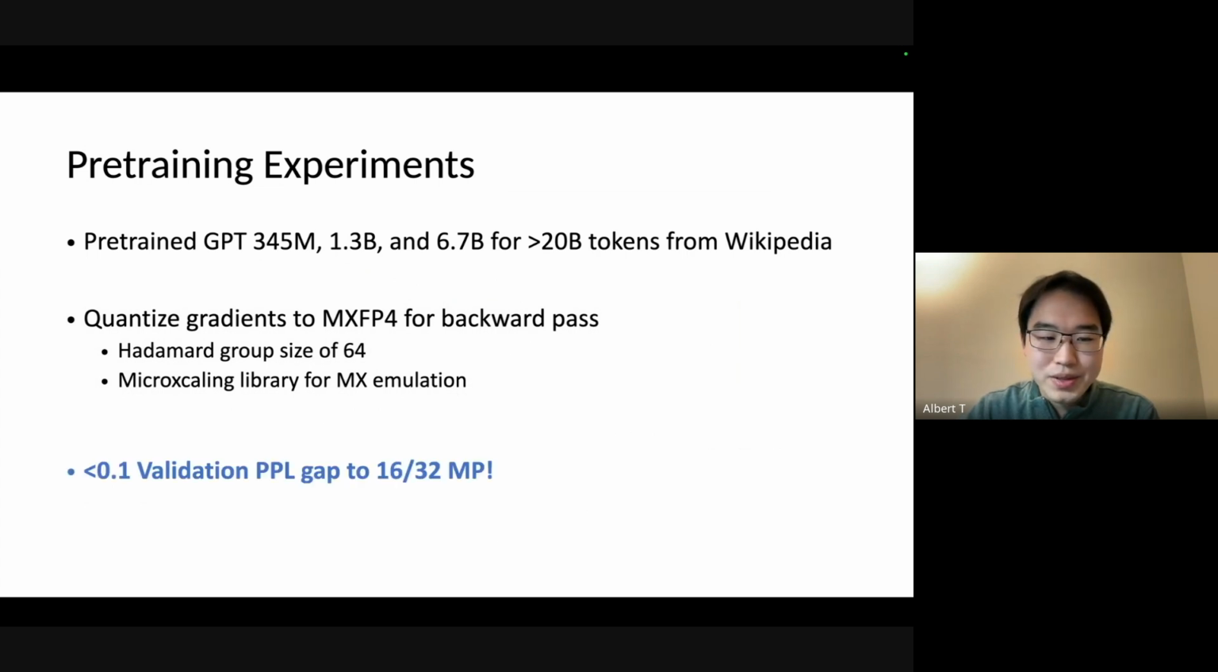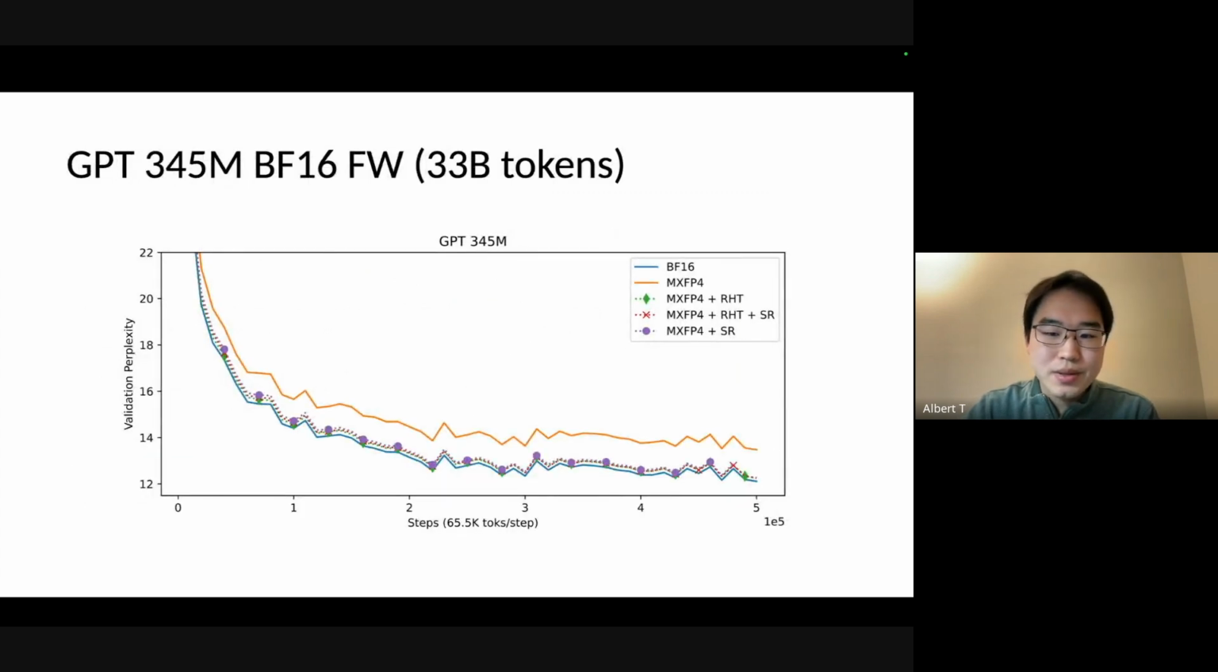Over almost all of our experiments, we saw less than a 0.1 validation perplexity gap to BF16 mixed precision, which is usually the error threshold for what you think is relatively lossless. So this is GPT 345M for 33 billion tokens. The orange line is FP4, just naive FP4 out of the box for the backwards pass.